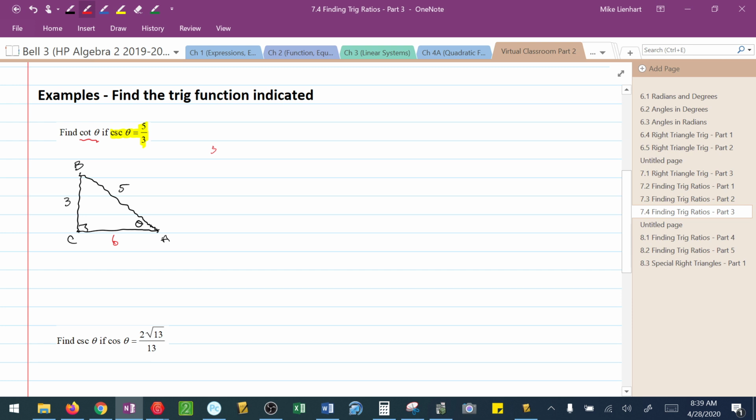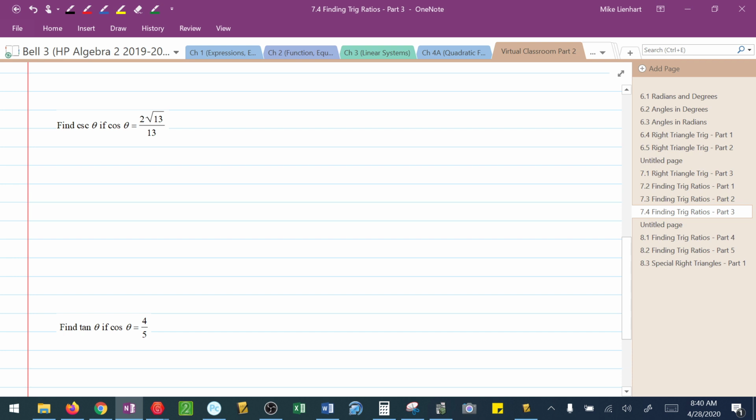I know that the Pythagorean theorem tells me that 5 squared is equal to B squared plus 3 squared, or 25 is equal to B squared plus 9. Subtract 9, 16 is B squared. So then I know that B is equal to 4. I can tell from the cotangent of theta, if the tangent is opposite over adjacent, then the cotangent is adjacent over opposite. So the cotangent of theta is going to be adjacent 4 over opposite 3. And I'm done.